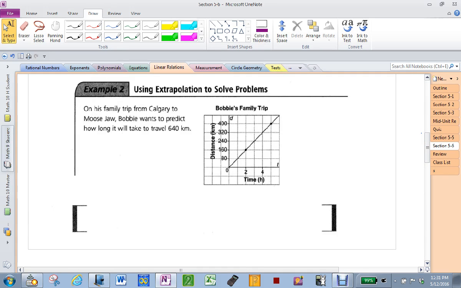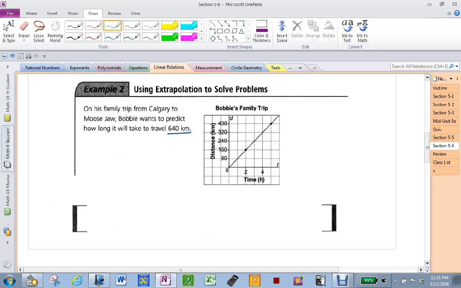So you guys are smart kids. Let's have a look at this. On his family trip from Calgary to Moose Jaw, Bobby wants to predict how long it will take to travel 640. What's wrong with that? It's not on the graph. Is it? No, but you can keep going because you know the amount.